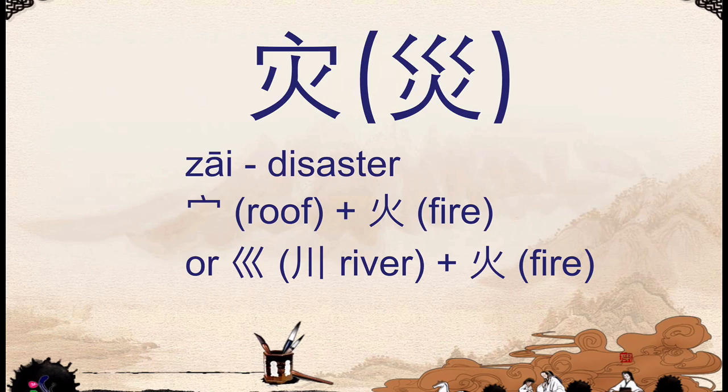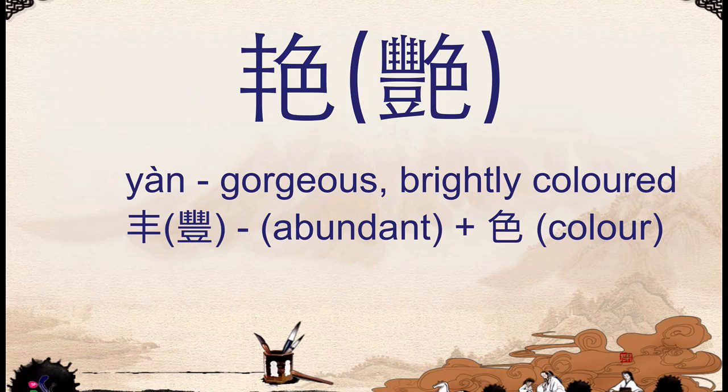Zai is disaster. And on the left you can see the simplified mainland China version of this character, which is roof on the top with fire at the bottom. And the original traditional character on the right is a combination of chuan, river, and huo on the bottom, meaning fire. So rivers and fire together, this means disaster. Yan, this character means gorgeous or brightly colored, and it's a combination of feng on the left-hand side, this means abundant, and se on the right-hand side. Se means color, so abundant plus color means gorgeous or brightly colored.